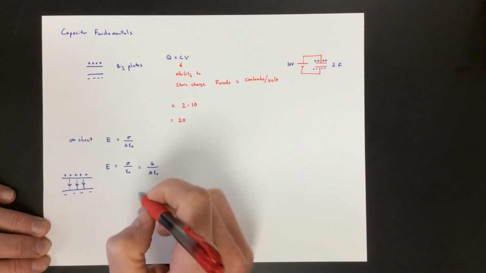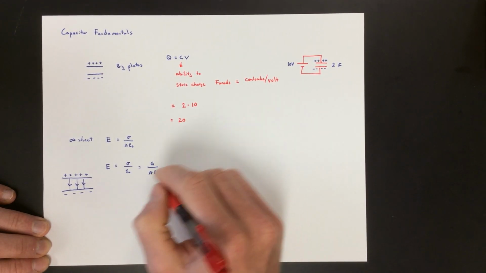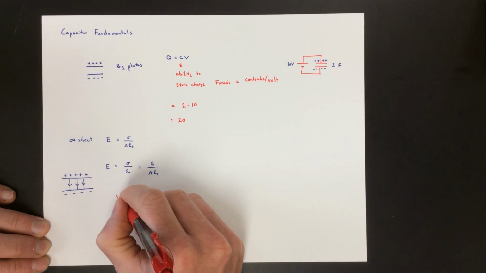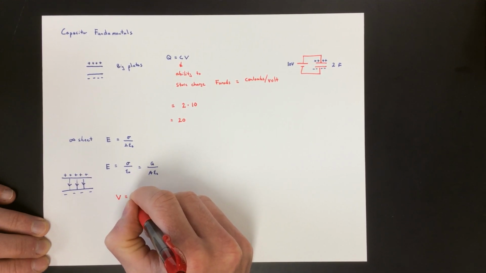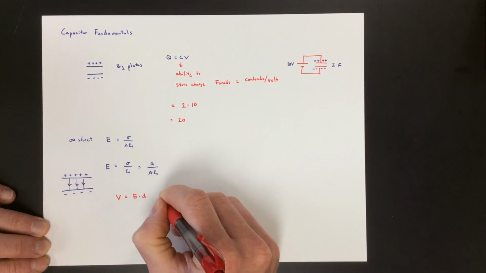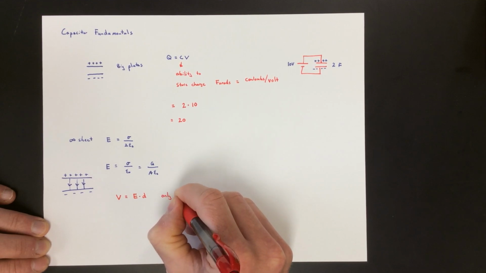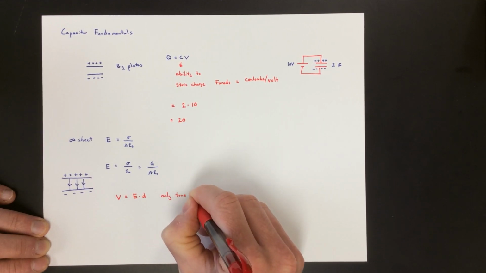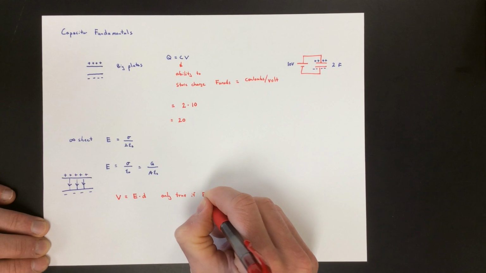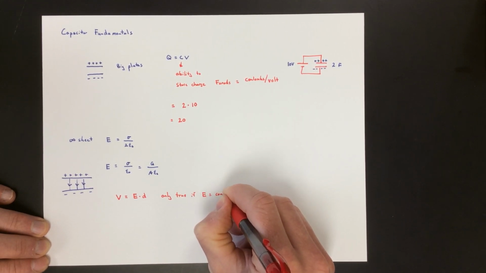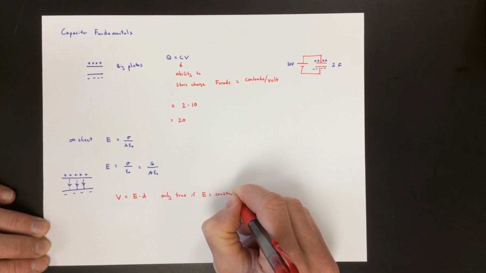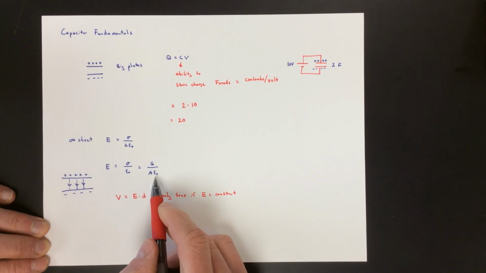Well, if we know the electric field, we also know this is a true relationship, that the voltage is equal to Ed. Again, this is only true if the electric field is constant. But we just showed the electric field is constant. It's not a function of the distance here. The electric field is just this.